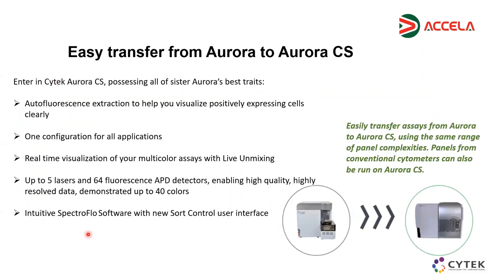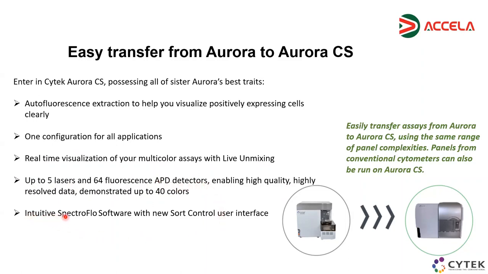Because all the features which we have just discussed on the Aurora spectral cytometer, like autofluorescence extraction, one configuration for all applications, so no need to exchange optical filters. You can see the real-time visualization of the full spectrum. You can apply the same 5-laser, 60-fluorescent channel setup using this avalanche photodiode. Very small detector and very small channel, so the same capability of having very sensitive collection and very highly overlapping dyes.